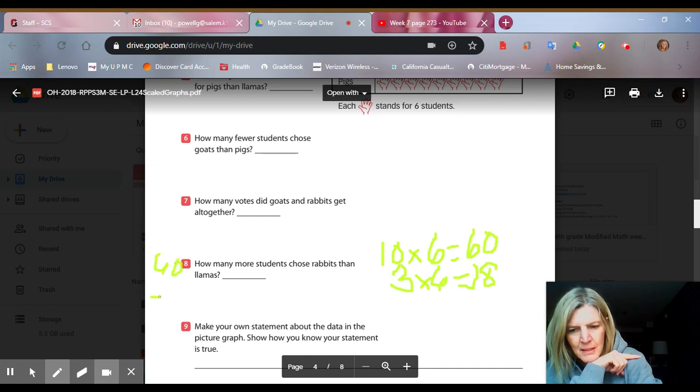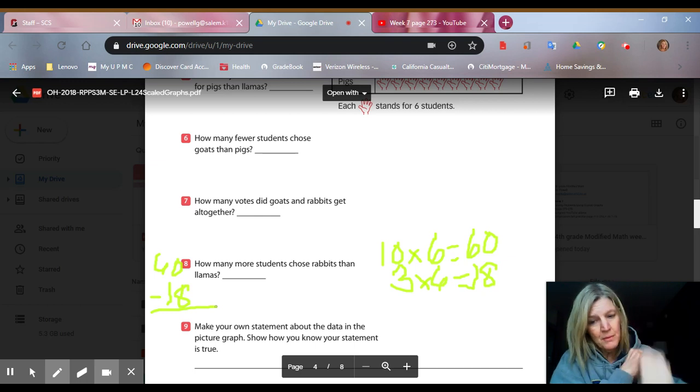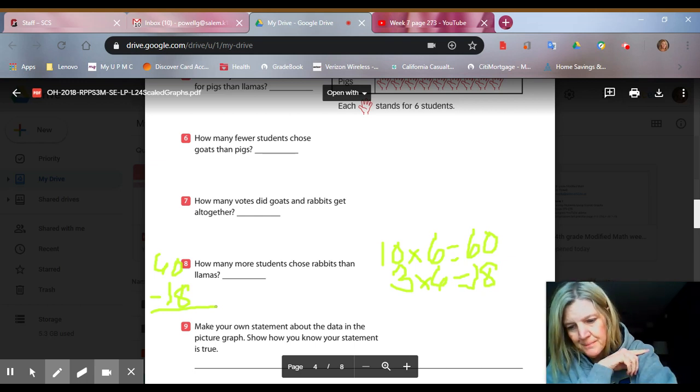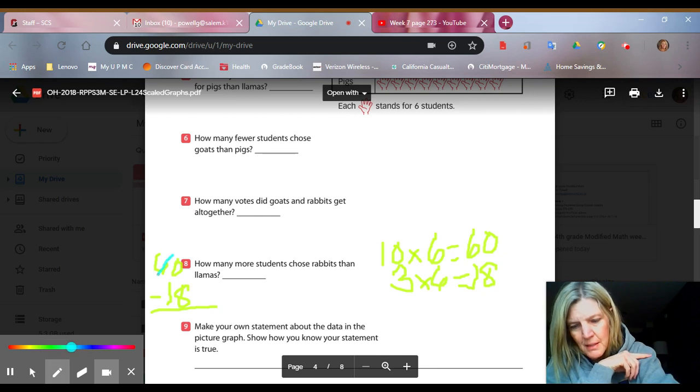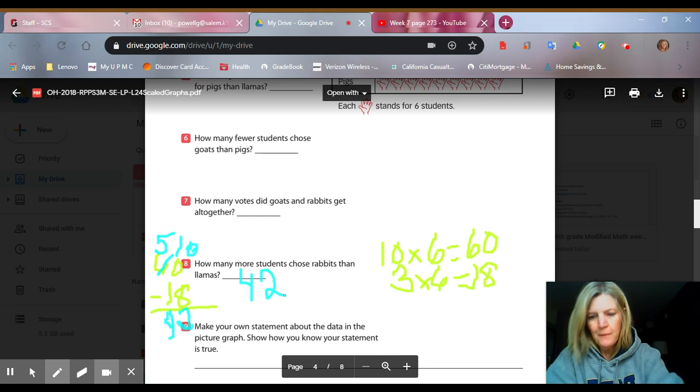60 take away 18. Can you have 0, nothing, and take 8 away from it and still get a whole number? Nope. So you have to borrow from the tens place. The 6 tens goes down to 5 tens, and our 0 becomes a 10. 10 take away 8 is 2. 5 take away 1 is 4. How many more students chose rabbits than llamas? That would be 42. Beautiful.